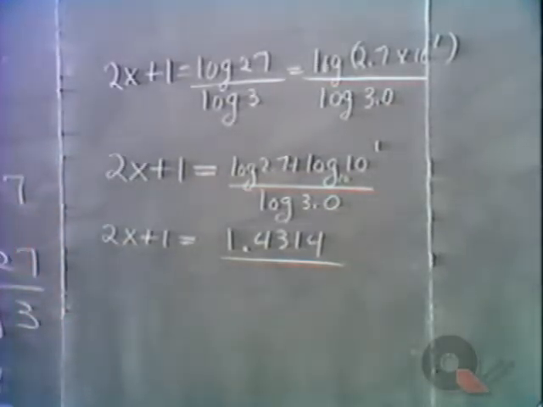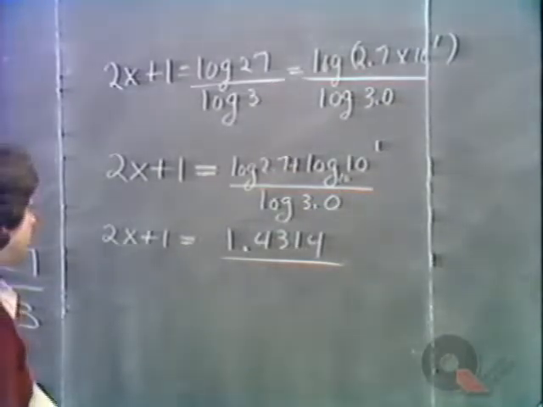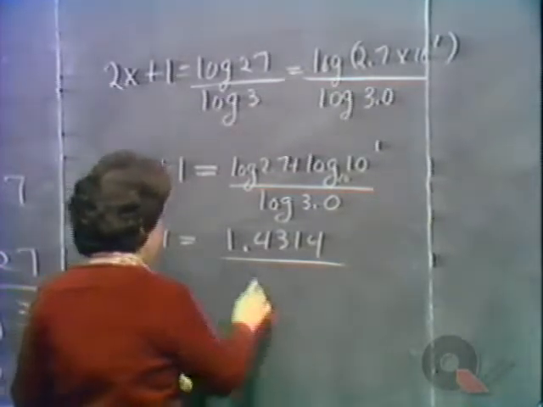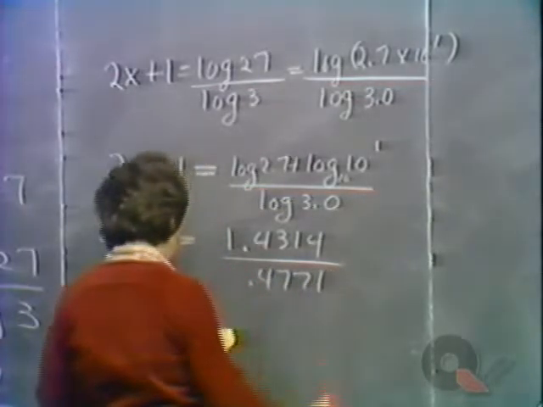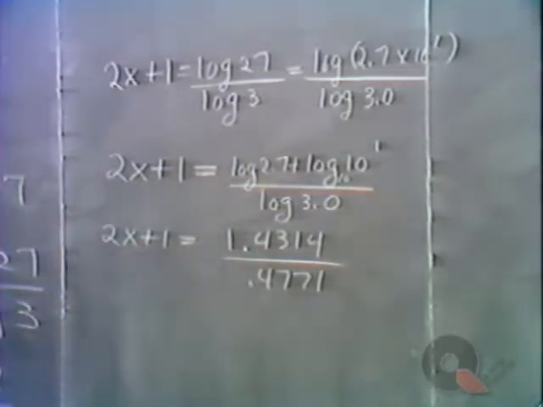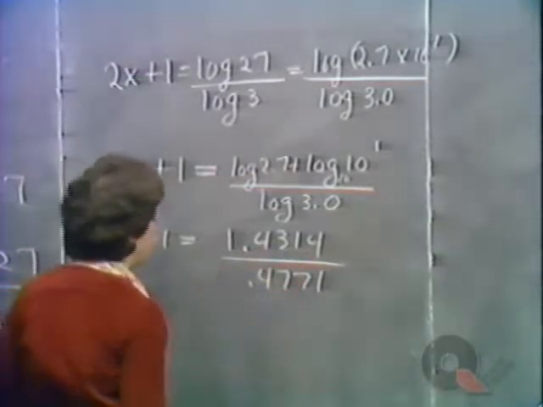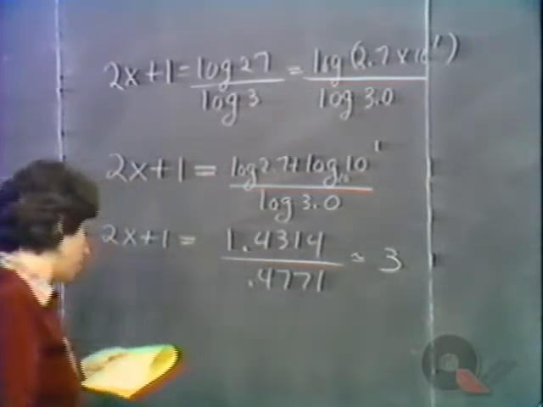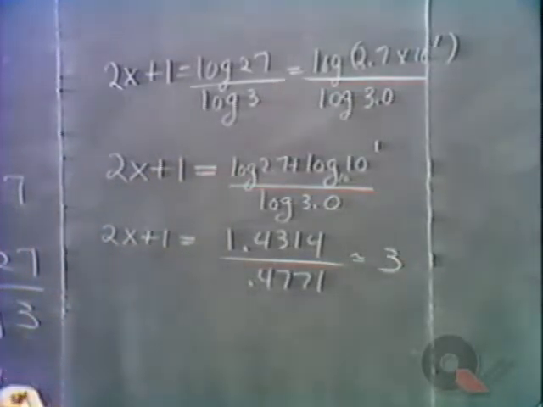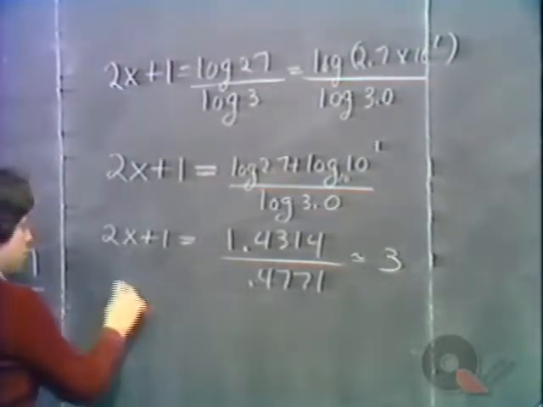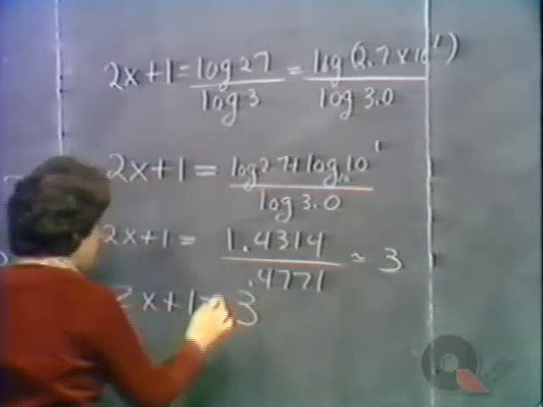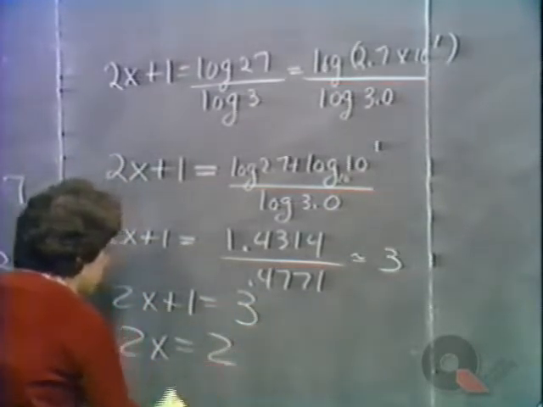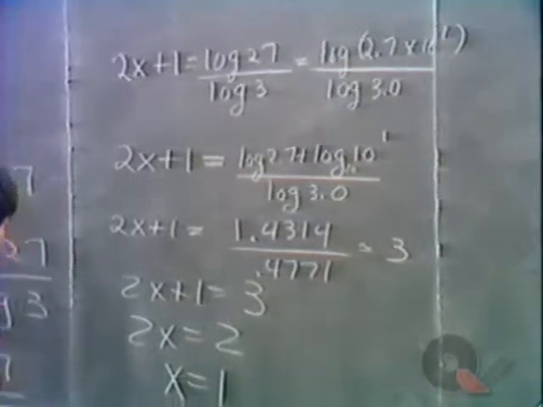We go down the left side so we find 30, and then across to 0. And we get 0.4771. And when we do this division, we get about 3 for our answer. 1.4314 divided by 0.4771 is almost 3. Okay, so we have 2x plus 1 is 3. 2x equals 2, x equals 1 as an answer.